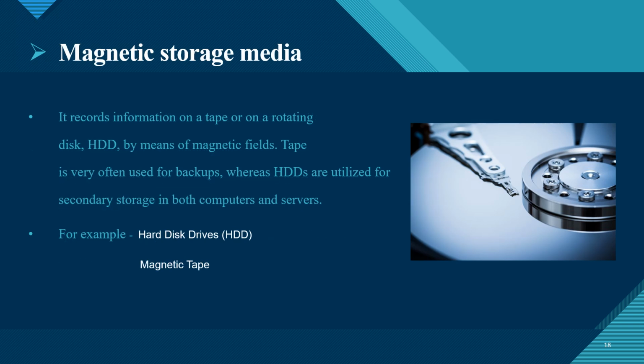Magnetic storage media records information on a tape or on a rotating disk (HDD) by means of a magnetic field. Tape is very often used for backups, whereas HDDs are utilized for secondary storage in both computers and servers. For example, hard disk drives, magnetic tapes.